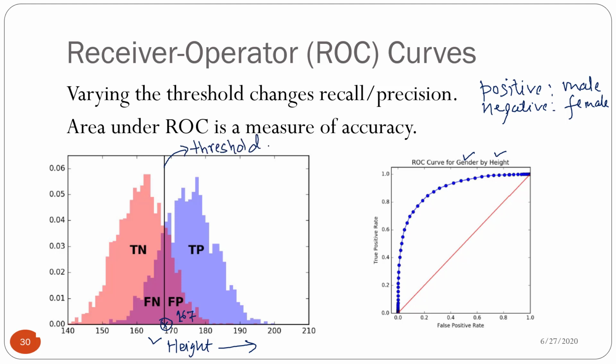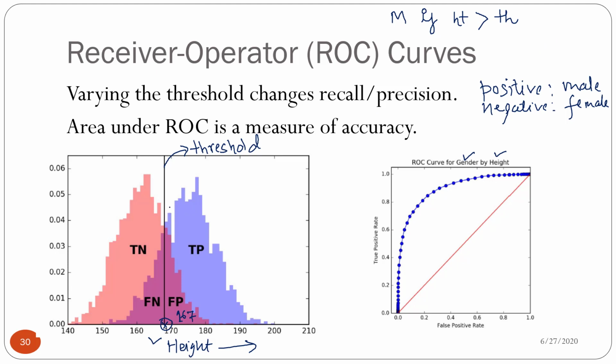Threshold. Why is this threshold important? Because our rule is dependent on the threshold, right? So the rule is something like this: you are male, or positive, if your height is greater than the threshold. The threshold right here is 167.